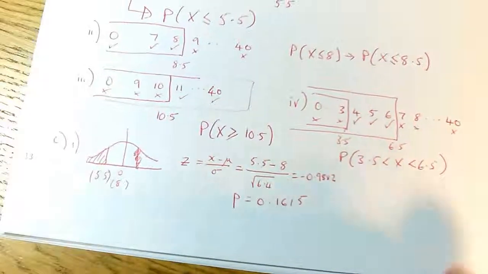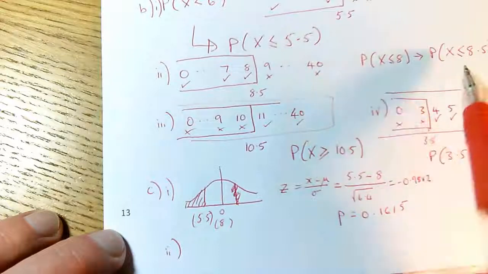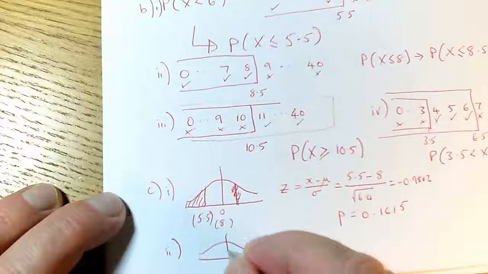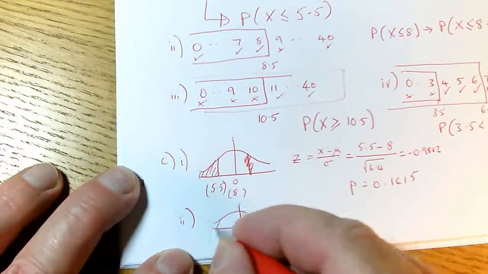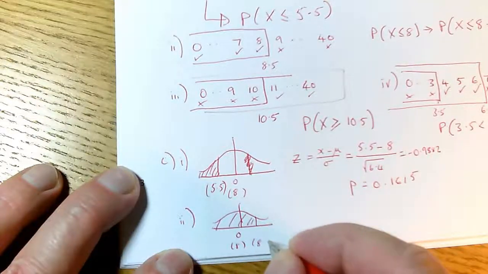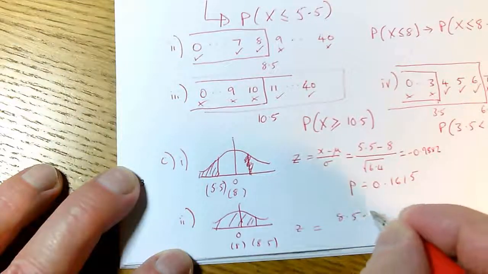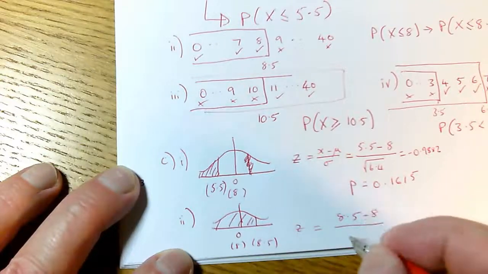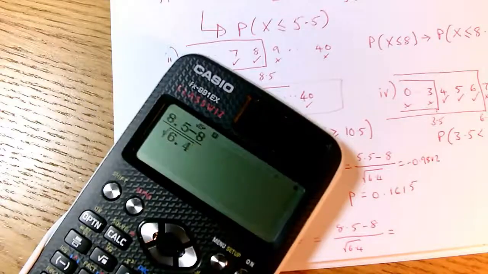Okay, part 2. Now we want the probability of being less than 8.5. So our diagram's the same. It's still got 0 in the middle, brackets 8. But now we want the probability of being less than 8.5. So our z calculation is 8.5 minus 8 over sigma. Sigma is not sigma squared. Sigma is root 6.4.